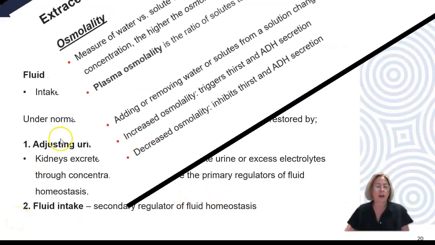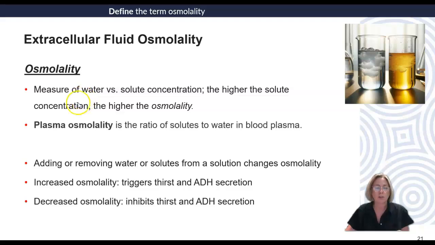Okay, so let's define this term osmolality. What is it? It's a measure of water versus solute concentration. The higher the solute concentration, the higher the osmolality. And in terms of plasma osmolality, it's the ratio of solutes to water in blood plasma, because we know the major component of blood plasma is water.